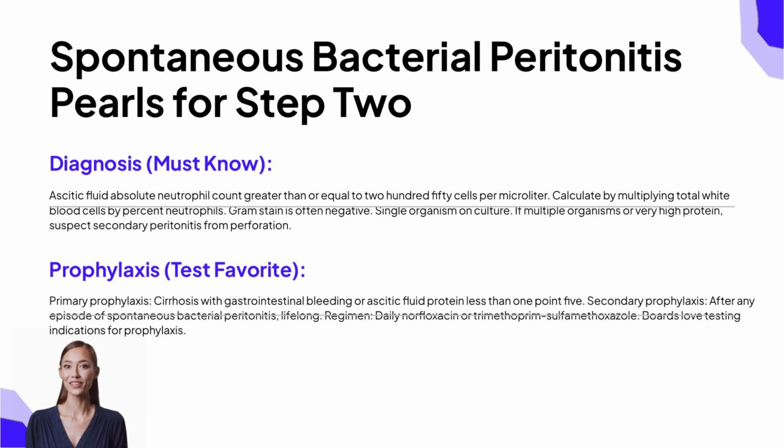Gram stain is often negative. Culture typically grows a single organism. If you see multiple organisms or very high protein, suspect secondary peritonitis from perforation and get imaging.